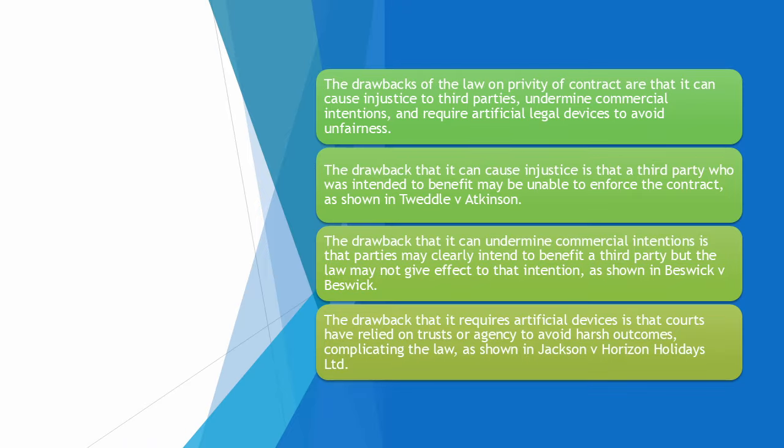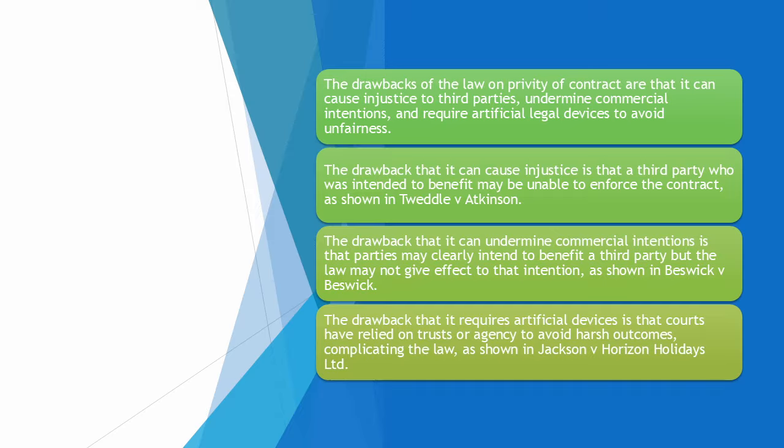Beswick. The drawbacks of the law on privity of contract are that it can cause injustice to third parties, undermine commercial intentions, and require artificial legal devices to avoid unfairness. The drawback that it can cause injustice is that a third party who was intended to benefit may be unable to enforce the contract, as shown in Tweddle v. Atkinson. The drawback that it can undermine commercial intentions is that parties may clearly intend to benefit a third party but the law may not give effect to that intention, as shown in Beswick v.